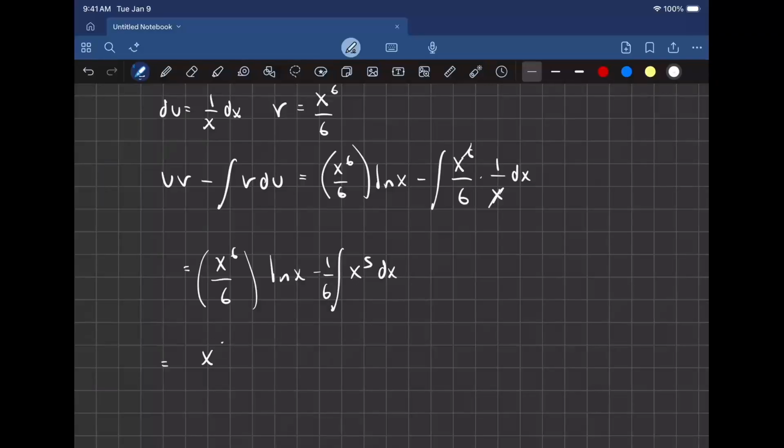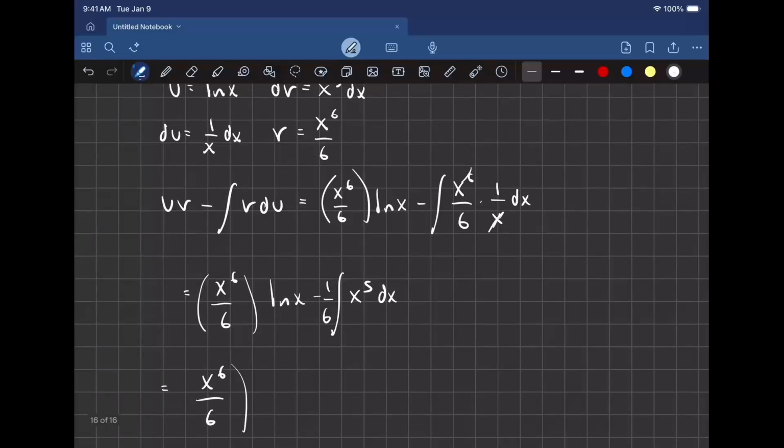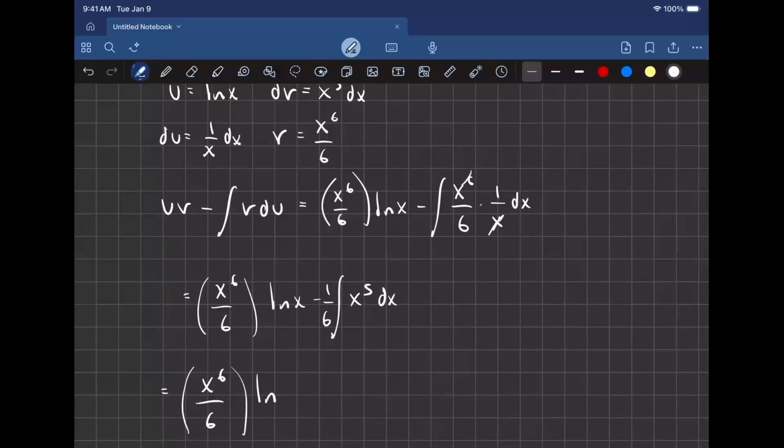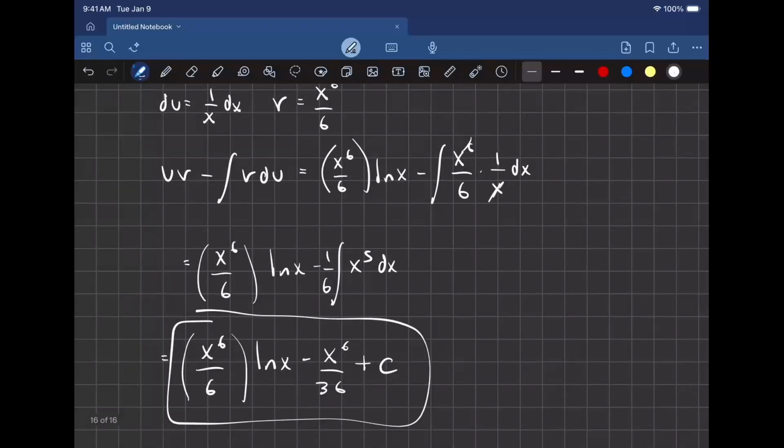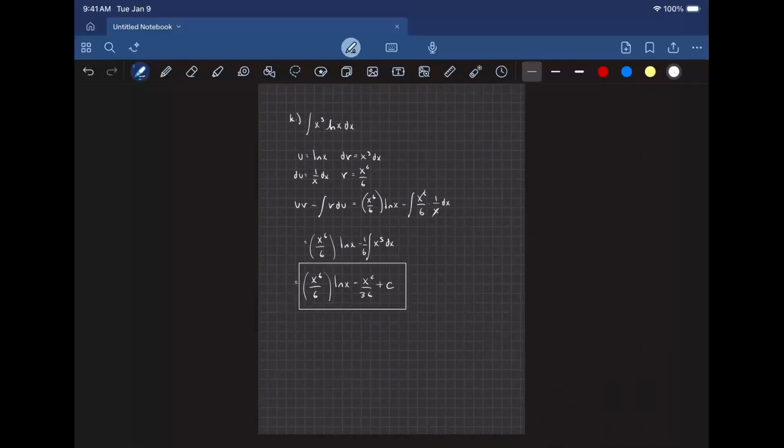So this is x to the 6 over 6. So the integral of x to the fifth will be x to the sixth over 6. So this will be x to the sixth over negative 1/6 times 6, which will be 36, so x to the sixth over 36 plus c. And this is a solution to our integral.